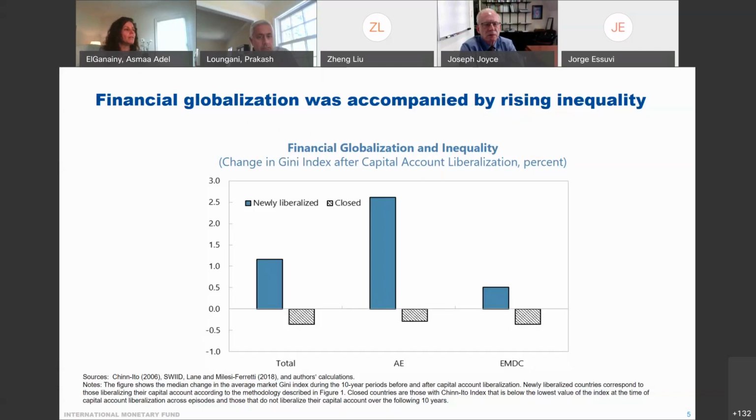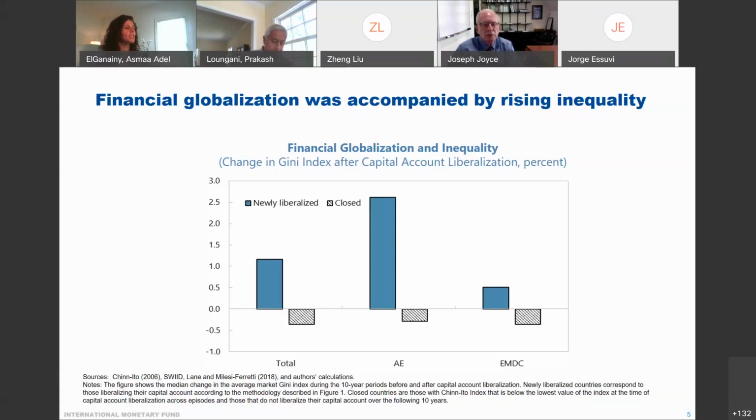To be sure here, of course, there are other global trends such as skill-biased technological change, and other country-specific factors that have also affected income inequality, and those factors are not controlled for here. The chart also doesn't say whether there were actual flows or what direction those flows are, whether they are inflows or outflows. It simply points to the opening of the capital account, which allows for these possibilities. So this is something we have to keep in mind when we look at this chart.